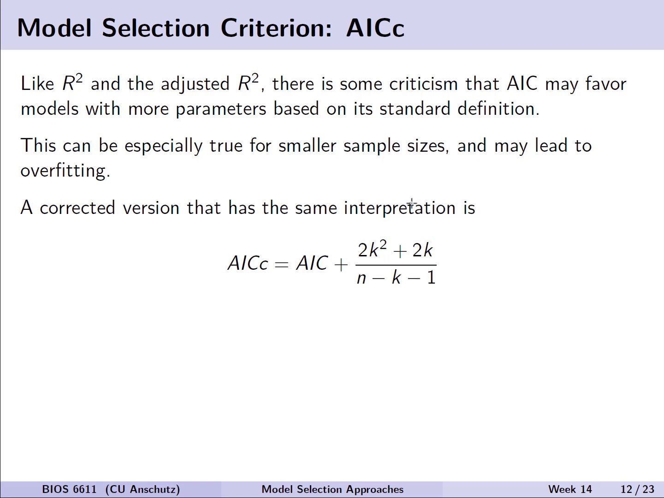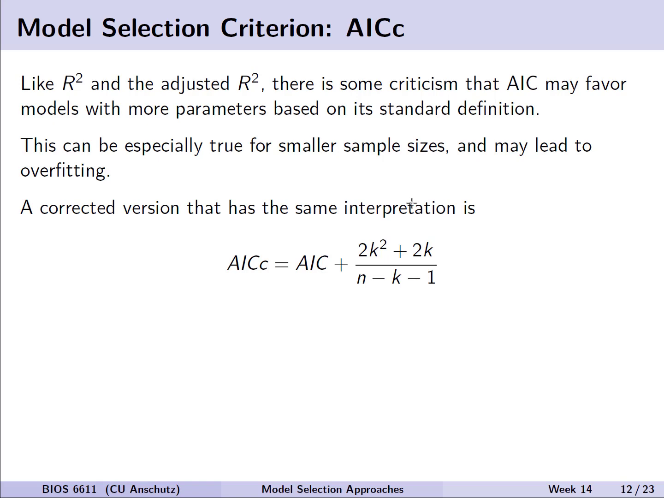Like R squared and our adjusted R squared, though, there is some criticism that the AIC may be favoring models with more parameters based on the standard definition on the previous slide. In other words, it still may be too optimistic to favor larger models with more predictors. This can be especially true if we happen to have a smaller sample size, and it could lead to that issue of overfitting, where we're not appropriately describing and being able to generalize the information from our model to either future data sets or problems.